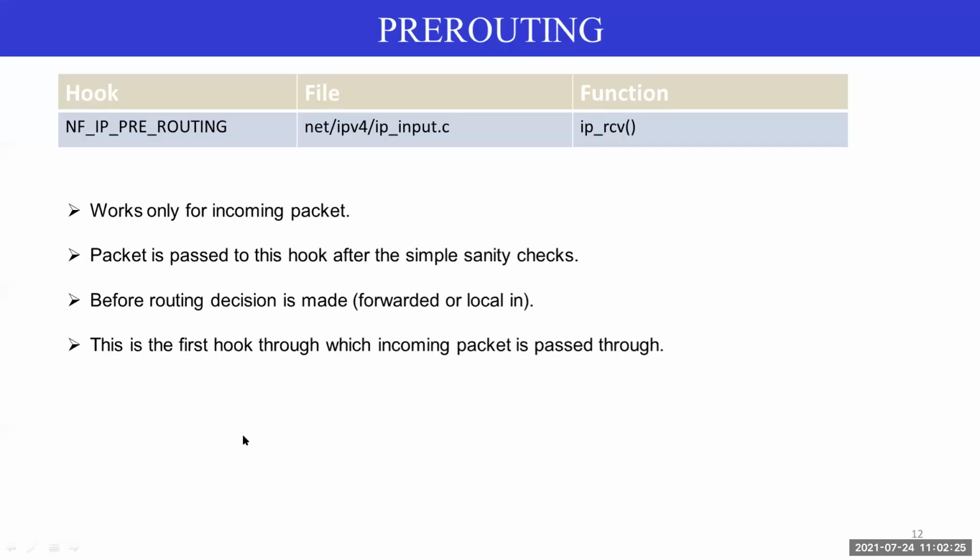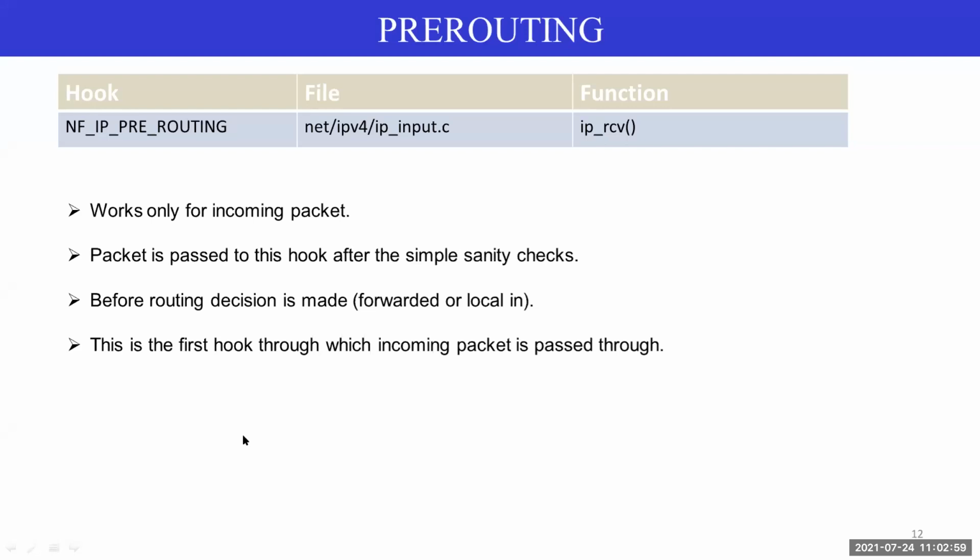Let me then go back to the slide. Okay. So as I've shown you, it is in the IP receive function, only for the incoming packet. It is called after doing some sanity checking, whether the checksums of the IP header are correct or not, and whether the IP header is there or not. So some basic testing is done. After that, the callbacks of these hook points are called.